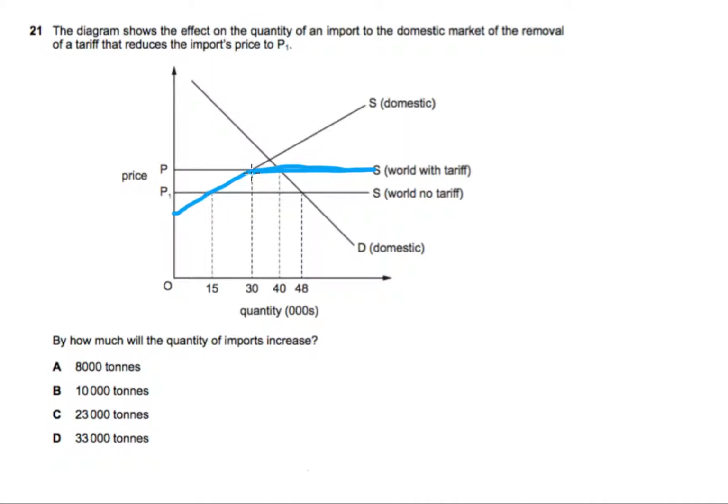All right. And so this is the difference. So we have 2 points here, 30,000 and 40,000, and so the imports are the difference between 40,000 and 30,000. 30,000 is on the domestic market, and 40,000 is in the international market, and so the difference is the imports, and so we see that the imports are 40 minus 30 equals 10,000 units of import. Then the tariff is removed, and then we move from P to P1.